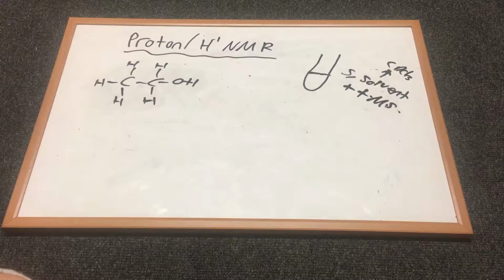In the last video we covered carbon-13 NMR. In this video we're going to go over proton NMR. So what is the main difference? The main difference is that carbon-13 NMR focuses on the carbon environments in the molecule, whereas proton NMR focuses on the hydrogen environments in a molecule.